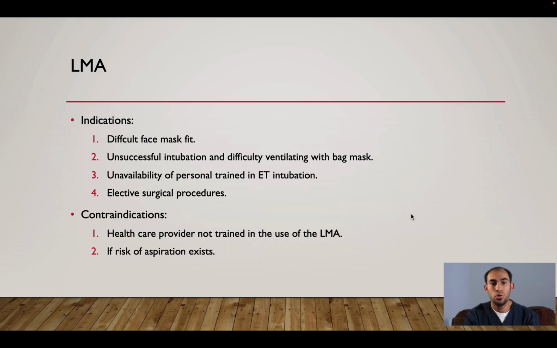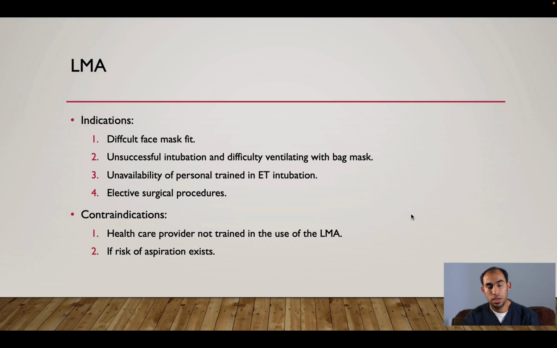Now we will go to the LMA, laryngeal mask airway. What are the indications of the laryngeal mask airway? The first indication is difficult face mask fit. The second reason is unsuccessful intubation and difficult ventilation with bag mask. The third reason is unavailability of personnel trained in ET intubation. The last reason for LMA is elective surgical procedure.